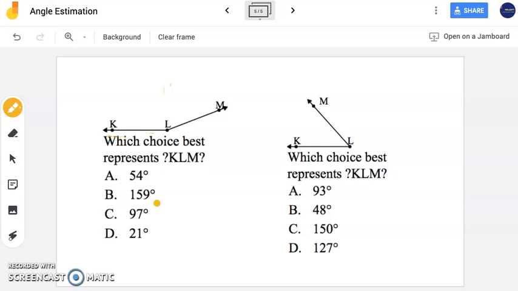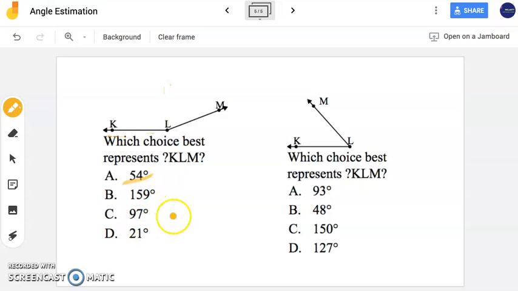Now this is just an estimation. I might get 160, but an answer choice might be 159 degrees. That's okay. This is just an estimate. As long as you're a few degrees above or under, that is fine. Now, looking at my other answer choices, 54 degrees, that's impossible. I determined it's an obtuse angle, so an acute measure cannot be an answer choice. 159 degrees, we're thinking that's pretty good.